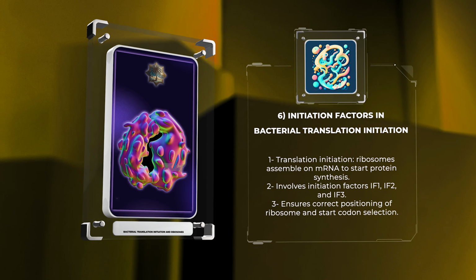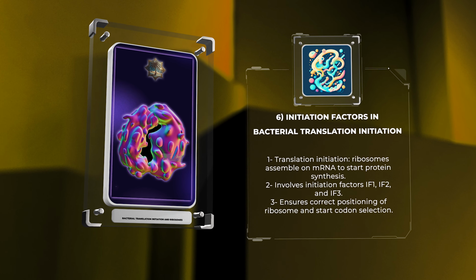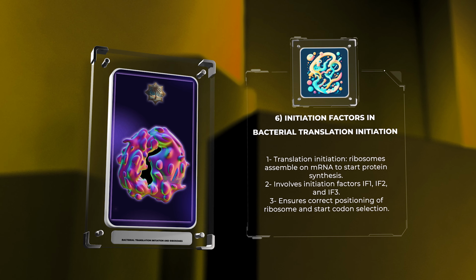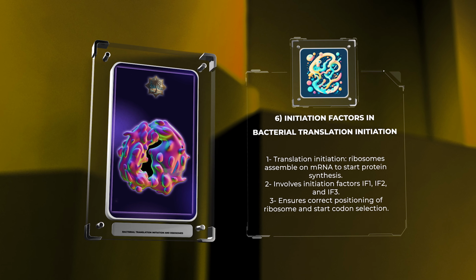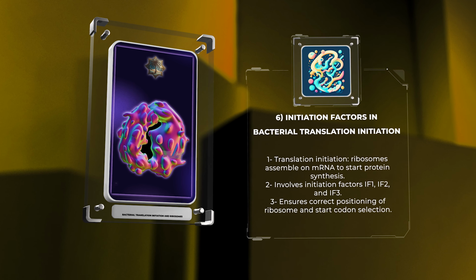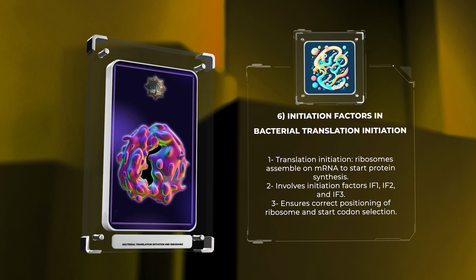Translation initiation is the process by which ribosomes assemble on the mRNA to start protein synthesis. In bacteria, this process involves several initiation factors, including IF1, IF2, and IF3. These factors ensure the correct positioning of the ribosome on the mRNA and the selection of the correct start codon.